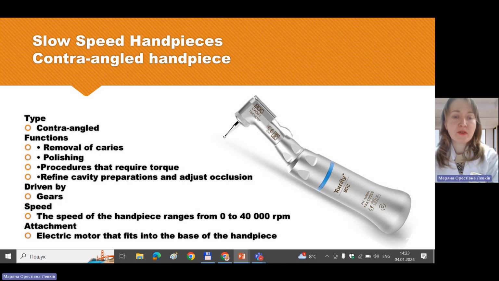And this instrument, together with appropriate attachments, can refine cavity preparations and adjust occlusion. It is driven by gears, and the speed of the handpiece ranges from 0 to 40,000 revolutions per minute. It is driven by an electric motor that fits into the base of the handpiece.